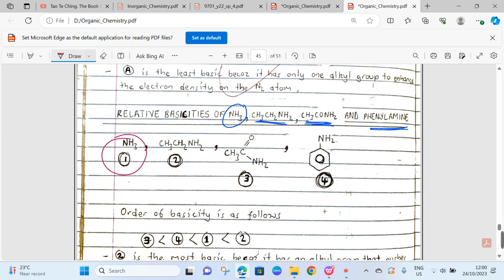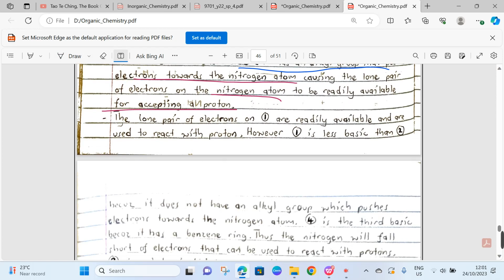Because its lone pair of electrons is readily available for proton acceptance. Now, why is number 4 here the third most basic? Because remember, phenylamine, NH2. If you revisit my topic entitled hydrocarbons, I referred to this NH2 group as an activator. It gives electrons to the benzene ring, right? Since it gives electrons to the benzene ring, the nitrogen atom there is electron deficient. Therefore, its lone pair of electrons is not readily available for proton acceptance.